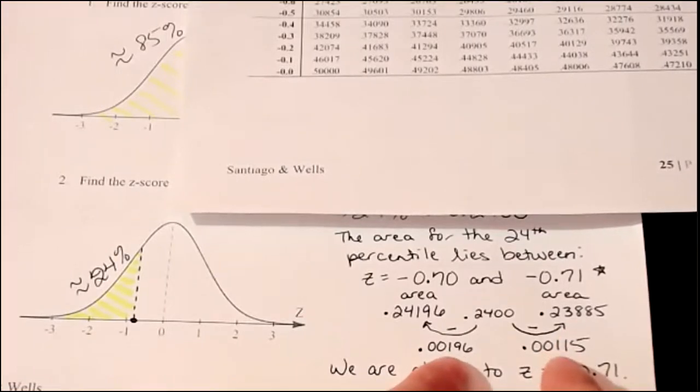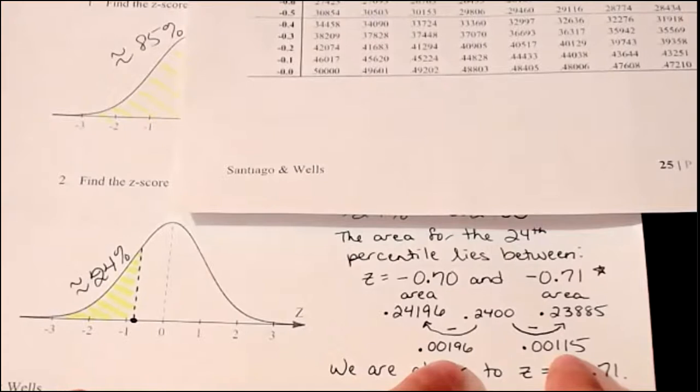You're going to compare these. When you think about it in terms of decimal placement, if you were to line these up, you would say this 0.00196 is a larger value than 0.00115, right?